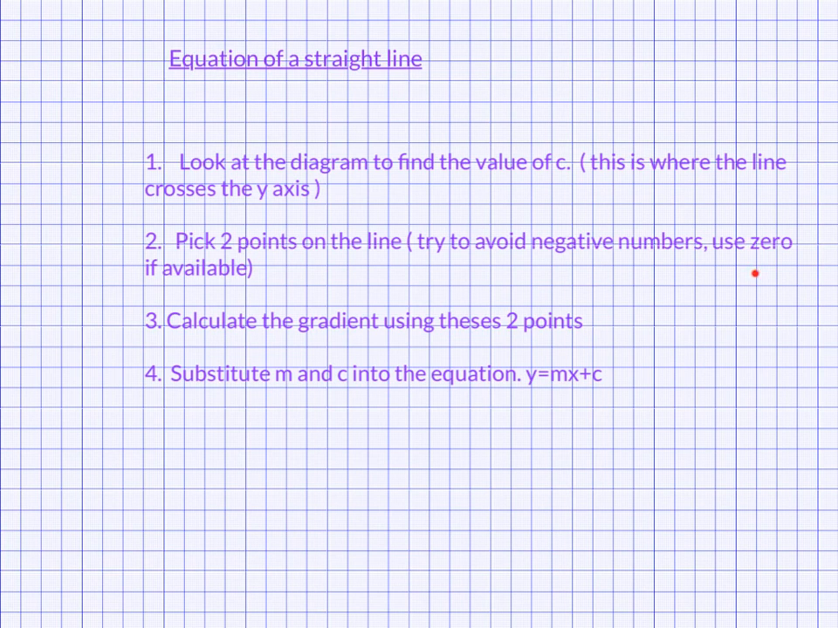You're going to be always having a 0 available. So that first point that I picked was 0 along and 2 up, because that was my y-intercept. If you use that one, you're always going to have a 0, which makes your calculation easier again. 3, calculate the gradient using those 2 points. That's the gradient formula. m equals y2 minus y1 over x2 minus x1. You need to know that formula. 4, substitute the m and c into the equation y equals mx plus c, which is your standard straight line equation, and you need to know that formula too. Okay.